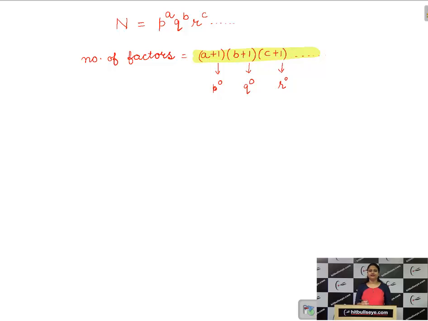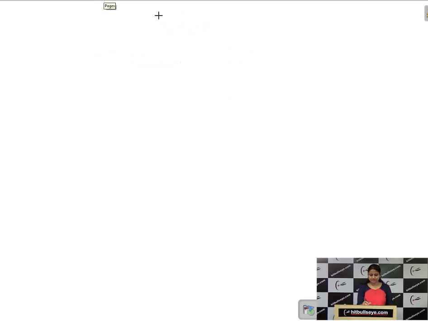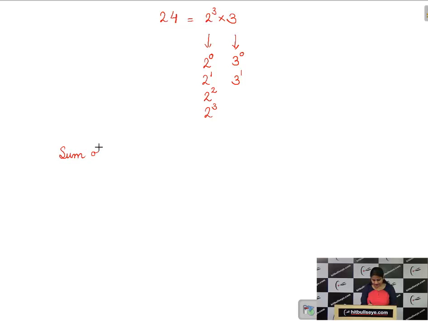Now coming to another thing, which is called the sum of factors. Once again I am taking the same number 24. Since 24 can be written as 2 cube into 3, how many permissible powers of 2? They are 2 raised to power 0, 2 raised to power 1, 2 square, 2 raised to power 3. Similarly, permissible powers for 3 are 3 raised to power 0 and 3 raised to power 1. Now we will find the sum of factors of 24.